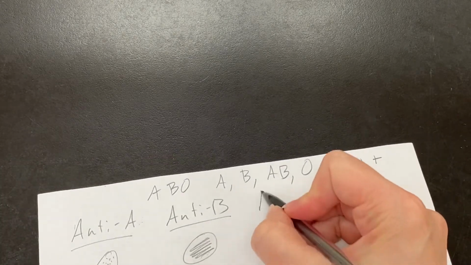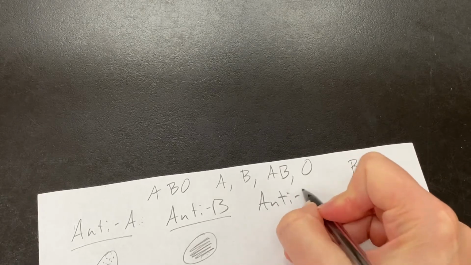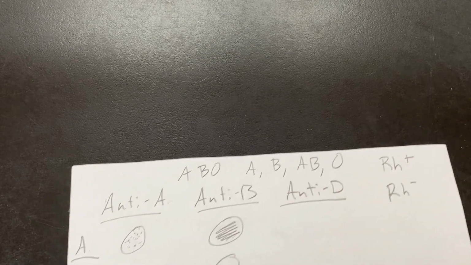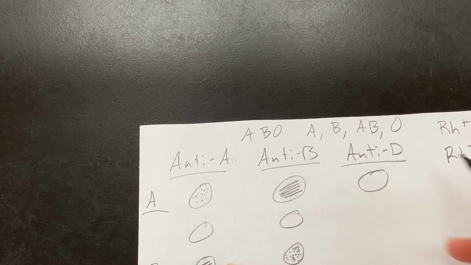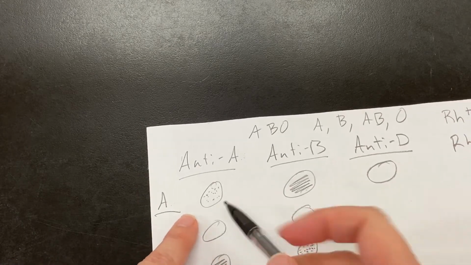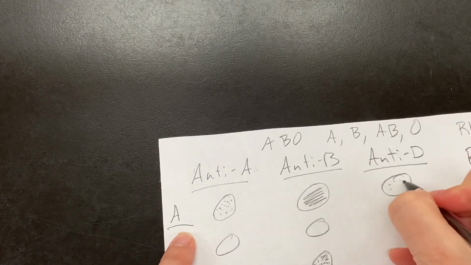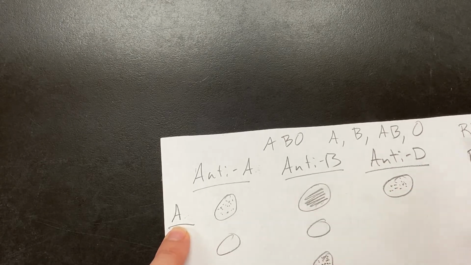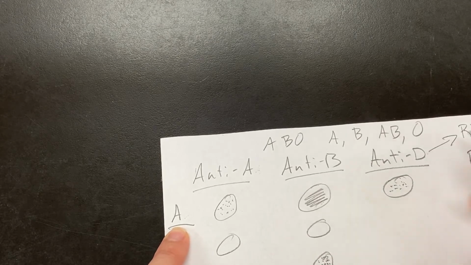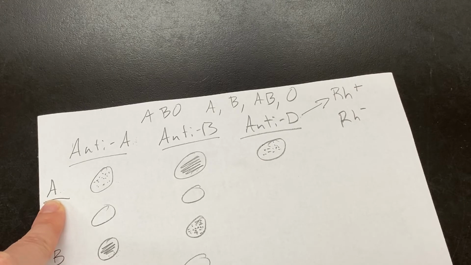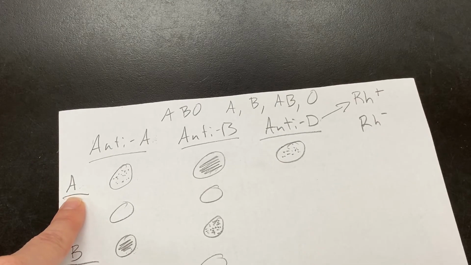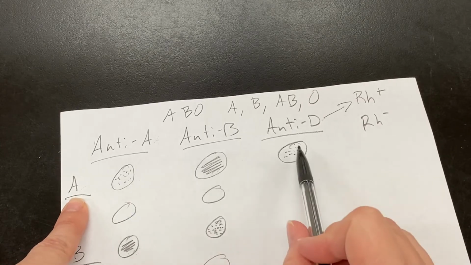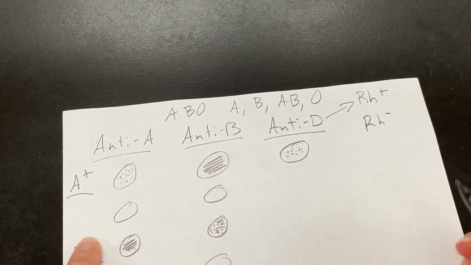So the serum that they use here is anti-D. So let's add our third well, and let's say that this blood sample that we already said was a type A reacted with the anti-D. The anti-D only reacts with the RH positive, only reacts with that rhesus surface antigen. So this blood sample is A positive.